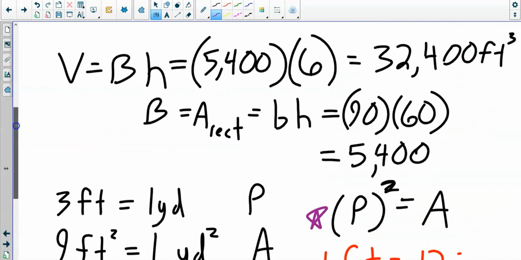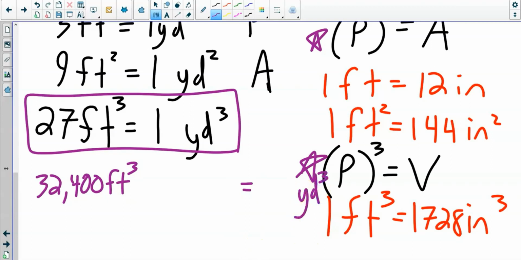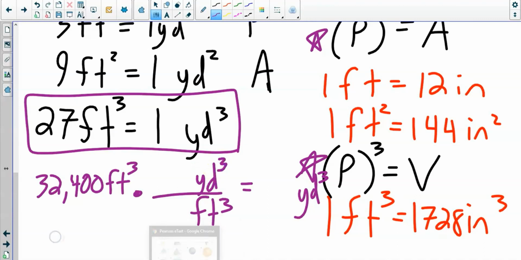So we are going from 32,400 feet cubed to yards cubed. You have your relationship right here. Remember that the guy that we're getting rid of goes on the bottom. Feet cubed. The guy that we want goes on top. Yards cubed. So on bottom goes the 27. On top goes the 1. So all we need to do is take 32,400 and multiply that by 1/27.